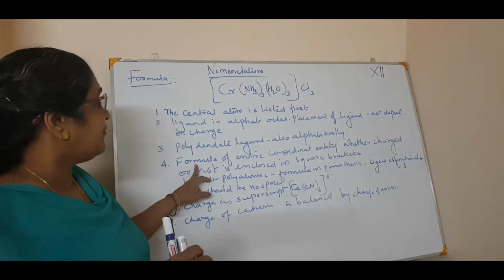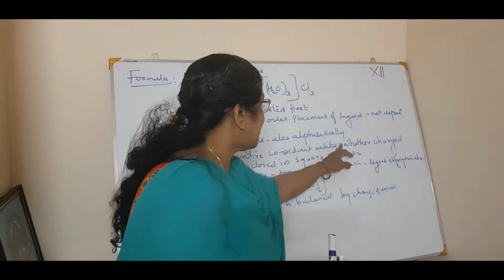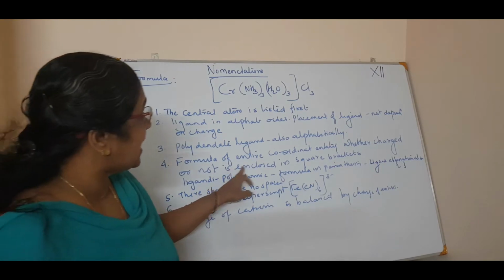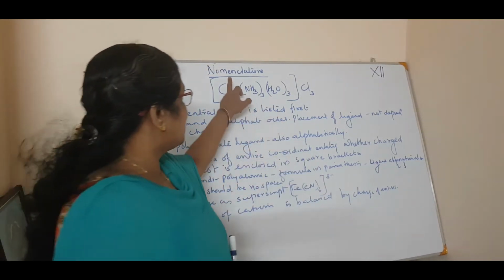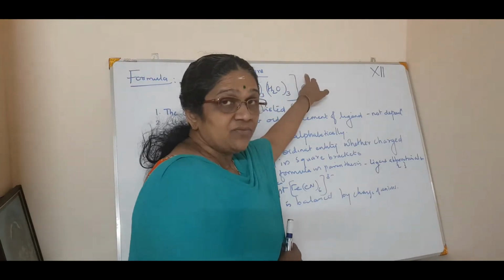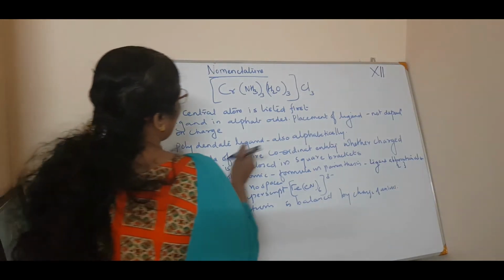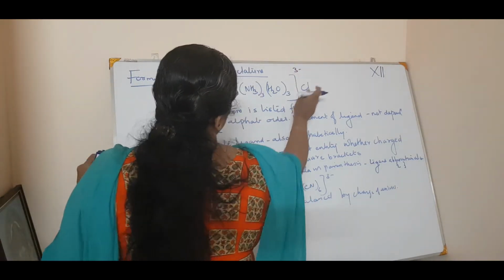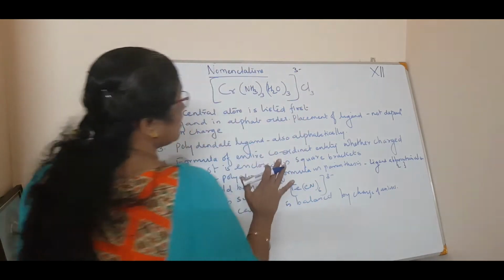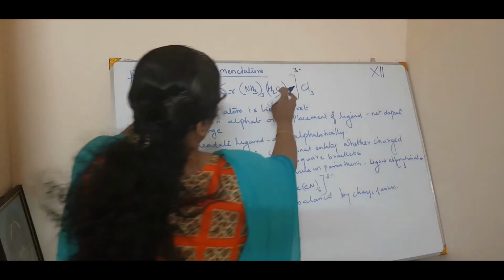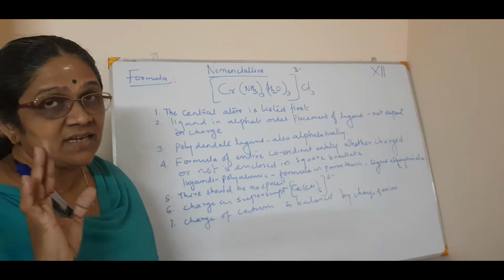Then fourth, the formula of the entire coordination entity, whether it is charged or not, is enclosed in a square bracket. Even if it is charged, for example, if 3Cl is not written, it will possess a 3 minus charge, isn't it? But whether charge or no charge, the whole coordination entity must be in a square bracket. That is the next rule.